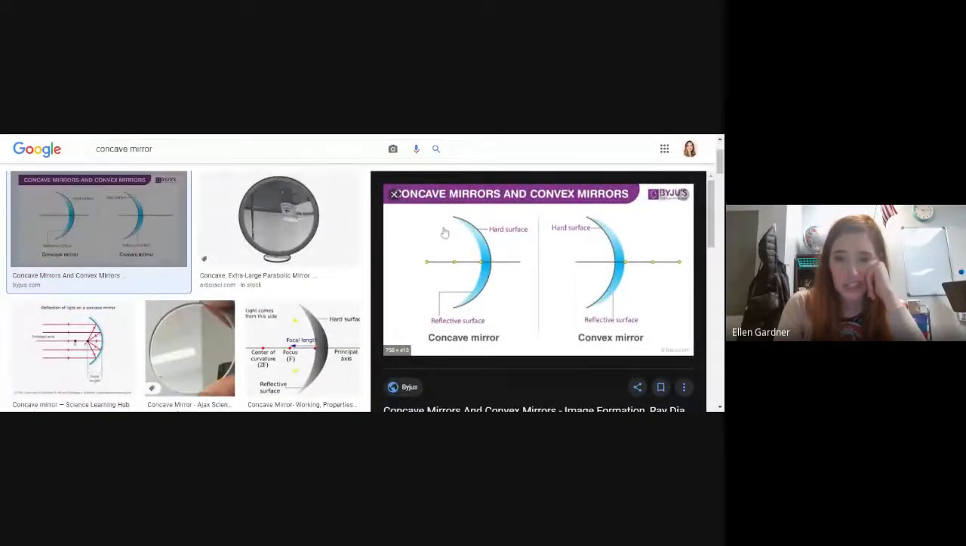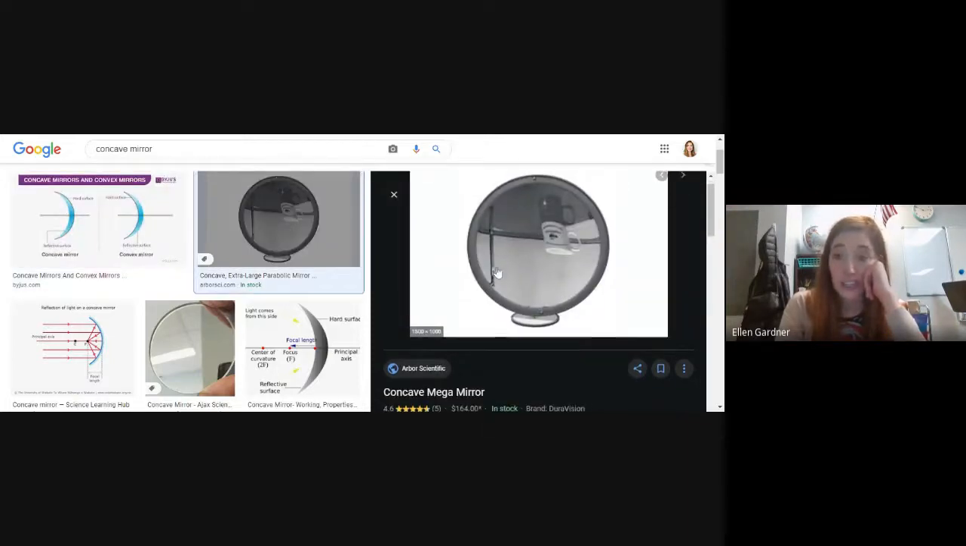Okay, so here's a concave mirror. That's the reflective surface part, this blue. And here's a convex mirror, which we'll get to in just a little bit. A convex mirror has the reflective surface coming out, and this hard surface is the part that curves in. Here is a concave mirror. Notice what's happening in that concave mirror.